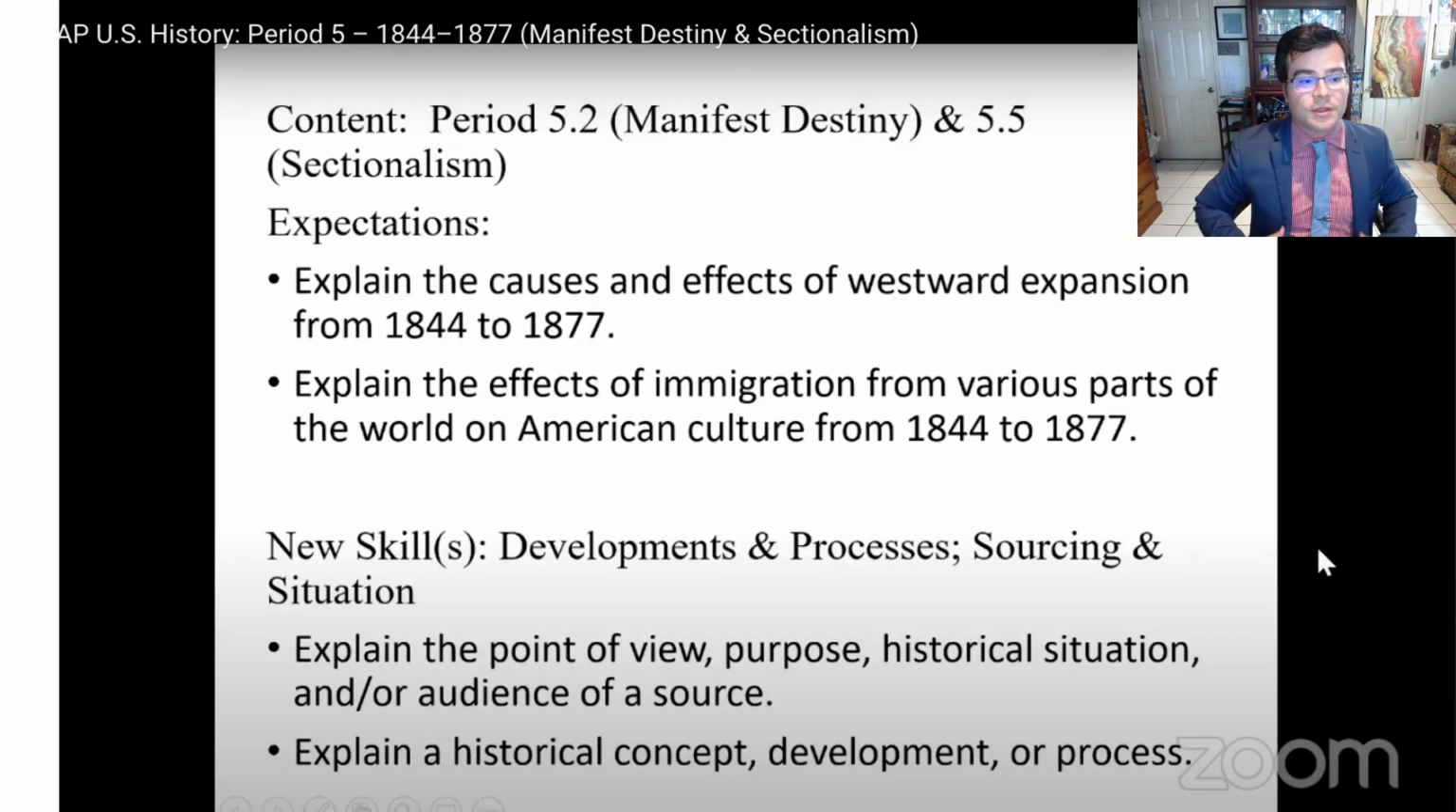So today we're doing period 5.2 Manifest Destiny and 5.5 Sectionalism from our period 5 review. Today's expectations: the causes and effects of westward expansion, from 1844 to 1877. So we're going to have to bring contextualization from period 4 to help us with period 5, right? So the effects of immigration in American culture also. We're going to use sourcing, and we're going to explain historical concepts, developments, and processes.